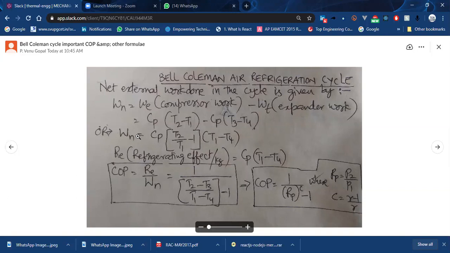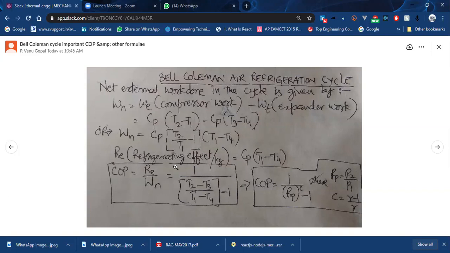So Bell-Coleman cycle, see, basically in refrigeration cycles, what is the difference between air cycles and refrigeration cycles? Air cycles we already discussed, right? Otto cycle, diesel cycle, all these things. So air cycles are meant for engines generally, to run the vehicles or heat engines, whereas refrigeration cycles are meant for running the refrigerator, mainly refrigerating spaces, maintaining the cooling effect. So both are for different purposes.